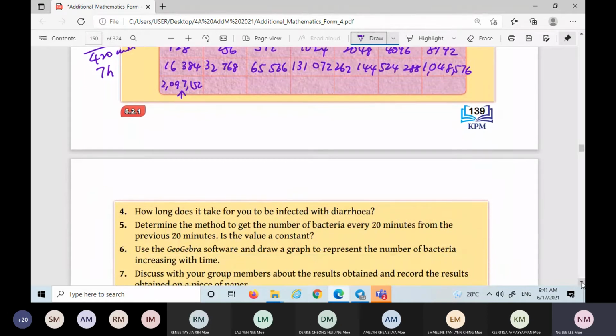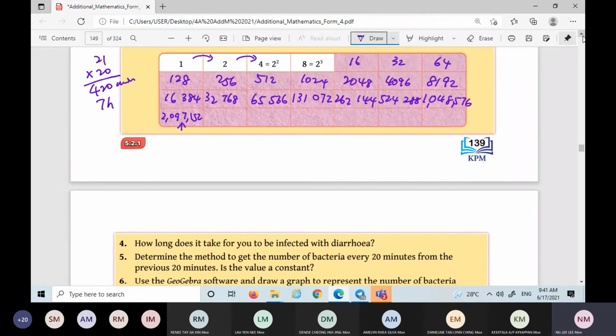Okay, so I have answered these questions. How long does it take for you to be infected with diarrhea? Definitely the method to get the number of bacteria every 20 minutes from the previous 20 minutes. Is that a value, a constant? So how do you get the number next to it? By times 2. So is the value constant? Yes, because you times 2 to every one of these. This one times 2 you get this one, times 2 you get this one. For every one of these you do times 2.